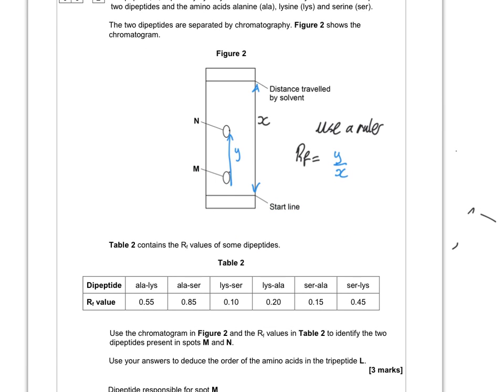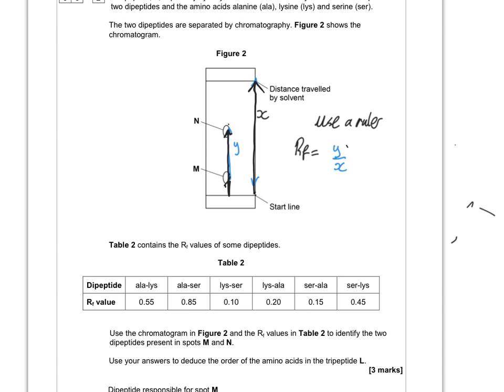This question showed the importance of taking a ruler with millimetres into the exam, because you had to measure the ratio of the distance moved by the solute and the distance travelled by the solvent, because we know that the Rf value here is equal to the distance travelled by your solute from where it starts to where it goes to, divided by the distance travelled by the solvent front. That gives you your retention factor value.